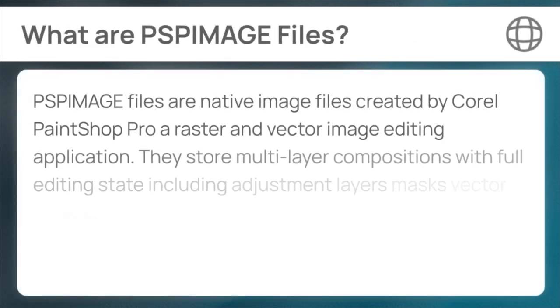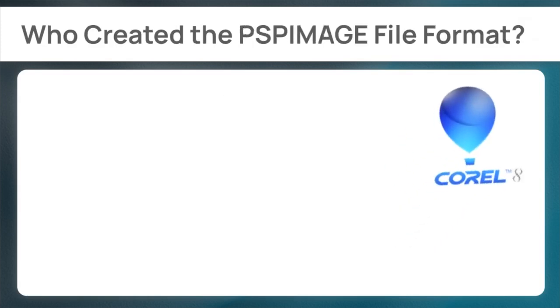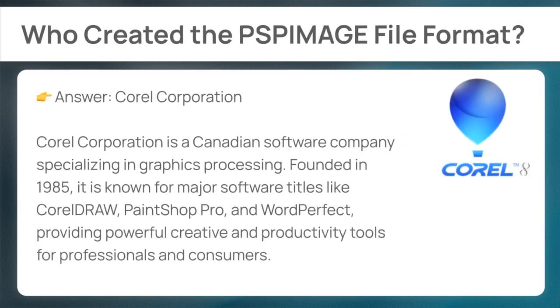PSPIMAGE files are native image files created by Corel PaintShop Pro, a raster and vector image editing application. They store multi-layer compositions with full editing state, including adjustment layers, masks, vector objects, text layers, blend modes, selections, and complete undo history for non-destructive image editing.